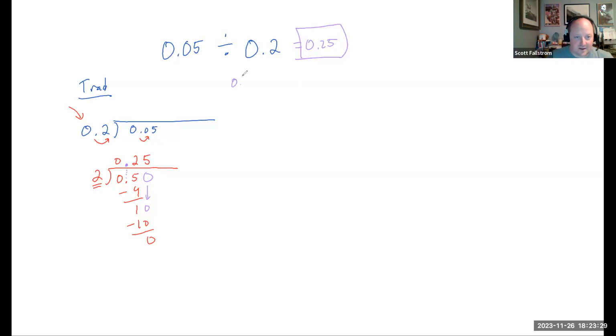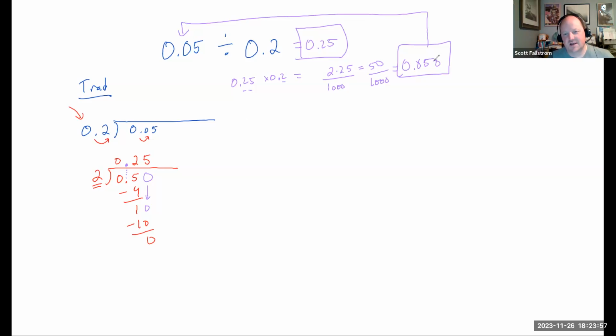If you want to check it, 0.25 times 0.2, right? What does this become? It becomes 2 times 25, right? 50. But I have 2 and 1, which is 3 decimal places, so 0.050. And that matches what I should get. So I can check it with multiplication and it works out. That's the traditional approach. Shall we try a few of the other approaches?